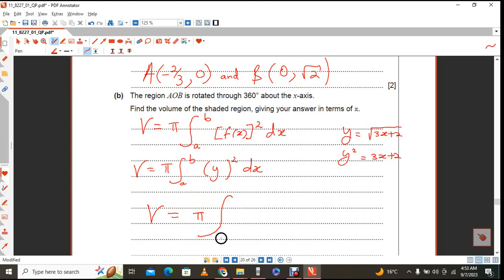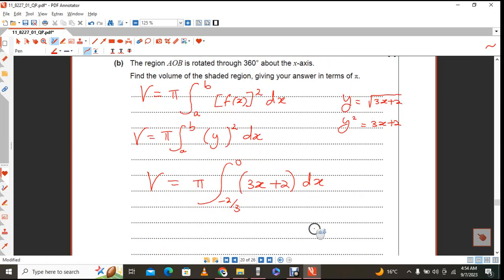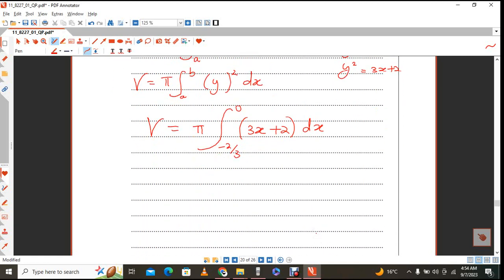pi, and then you have the function. Let's suppose I take, I don't have to use so many brackets. I can just use one bracket, and that is 3x plus 2, from negative 2 over 3 to 0, with respect to x. Now we can integrate.